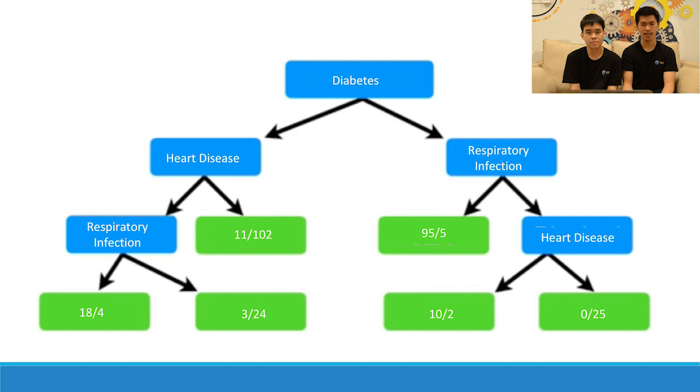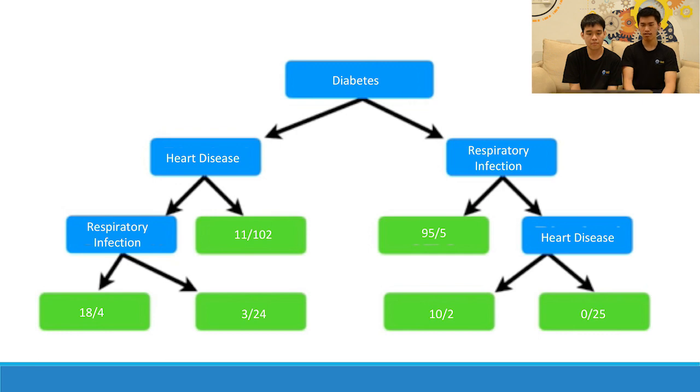Let's say the person doesn't have any diabetes, and we check if the person has a respiratory infection or not. If the person has a respiratory infection, it says that 95 out of 100 have a COVID-19 case, and 5 of them don't have any COVID-19 case. So that is a basic way to learn how to read a decision tree.